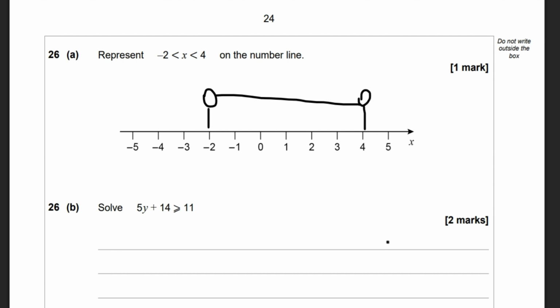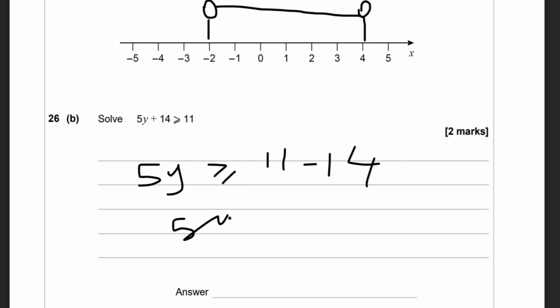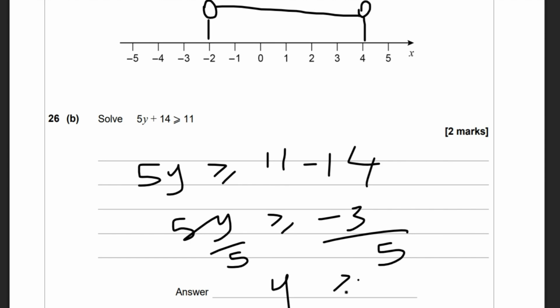Then we go to 26b. Collect like terms. 5y is greater than or equal to 11 minus 14. Plus 14 becomes minus 14. So 5y is greater than or equal to -3. Yes, 11 minus 14 is -3. Divide by 5, divide by 5. So y is greater than or equal to -3/5, because 5 will divide 5 here.